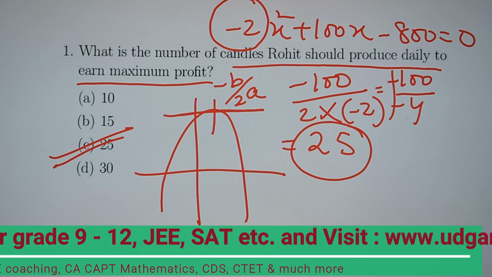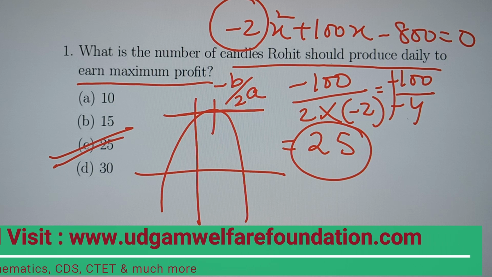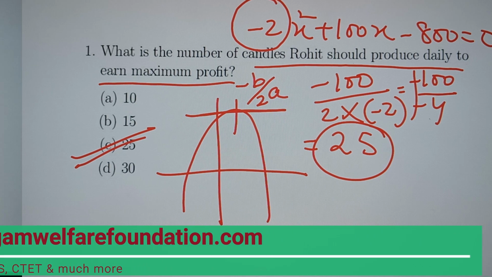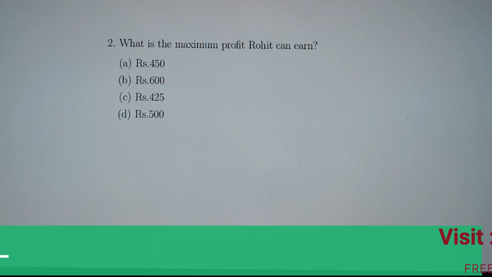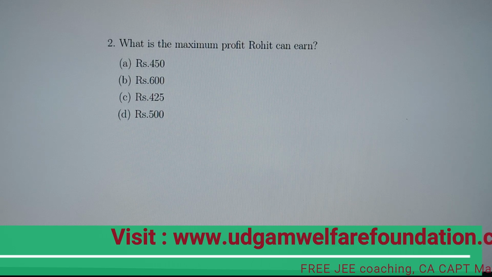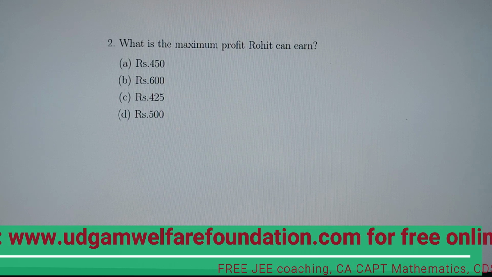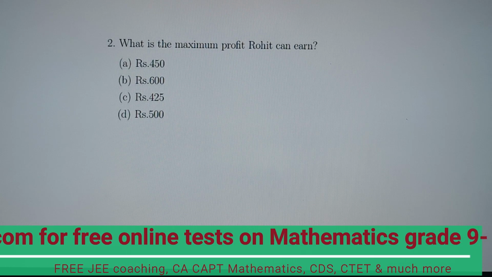I hope the concept is clear now. This is a very important concept related to the quadratic equation. Now let's move towards question number 2. So here comes our question number 2, which states: what is the maximum profit Rohit can earn? As we have already calculated, the number of candles Rohit can produce to get the maximum profit was 25.